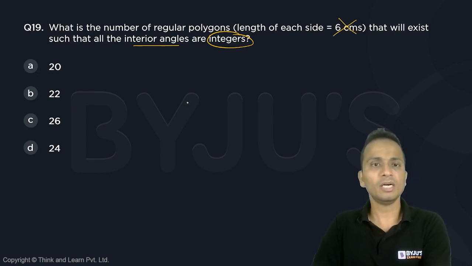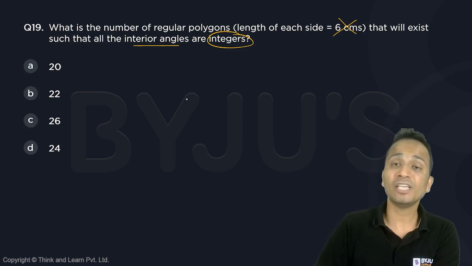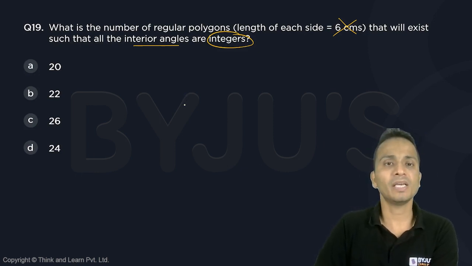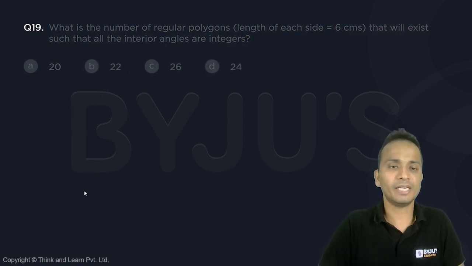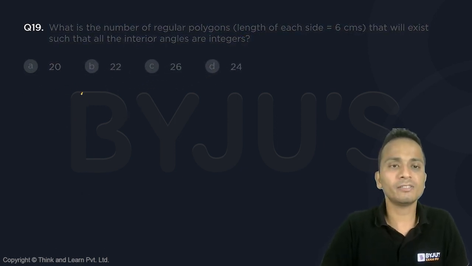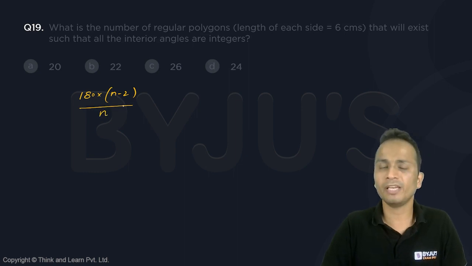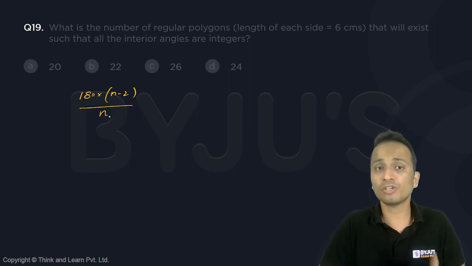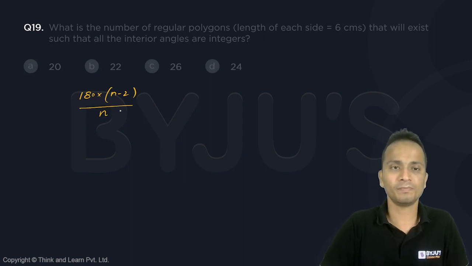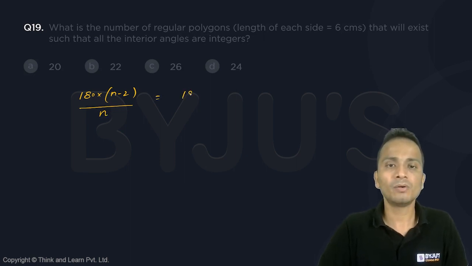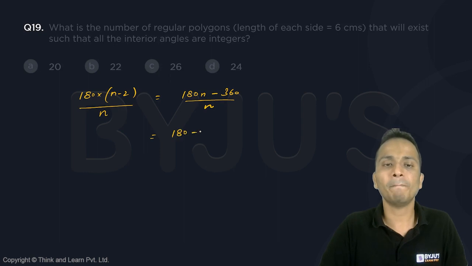Okay. So first of all, what will be the measure of each interior angle in a regular polygon? Let's write it down. The sum of all the interior angles is 180 into n minus 2, and the measure of each interior angle will be 180 into n minus 2 divided by n. So this is the measure of each interior angle in a regular polygon. I can write it as (180n minus 360) whole divided by n, which can further be written as 180 minus 360 divided by n.